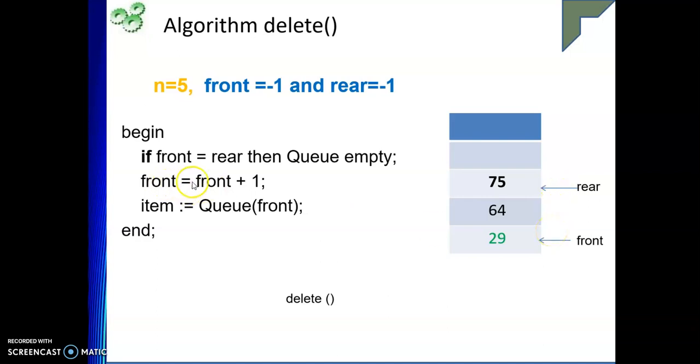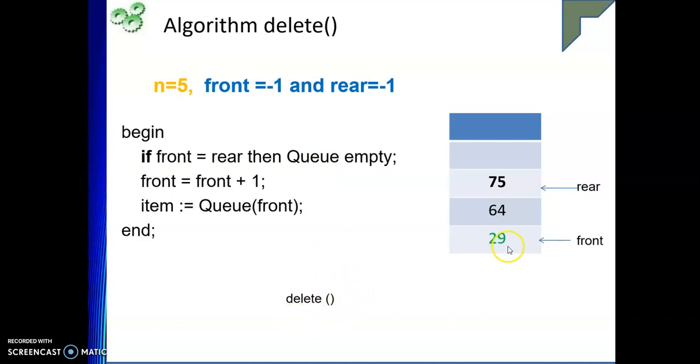Then again I increment front to this position, which is 64. Then item = q[64]. The element is there. Then again I check front equal to rear. Yes, front is pointing here, and rear is pointing here. Now again front is incremented by 1, which now points to 75, and you remove 75. Now in this position, rear and front are equal and nothing is there in the queue. Now if you come back and check front equal to rear, then the queue becomes empty.